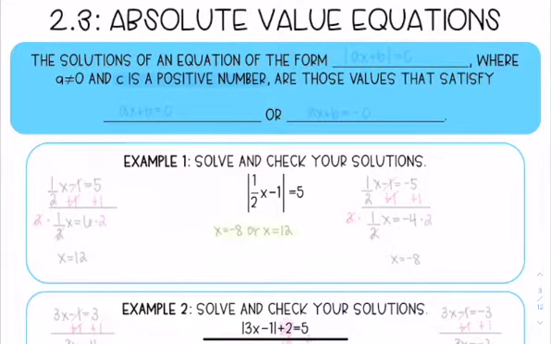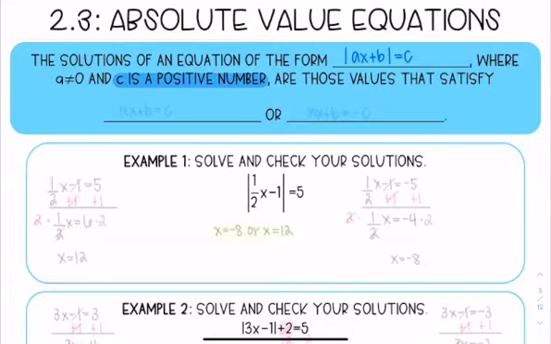In section 2.3, we talk about absolute value equations. So the solutions of an equation of the form the absolute value of ax plus b equals c, where a is not equal to 0 and c is a positive number. That is a very important part in here. Are those values that satisfy? We've got two different ones.